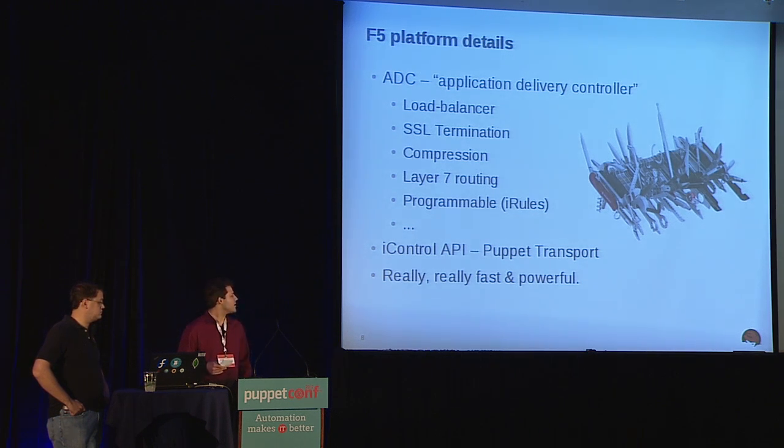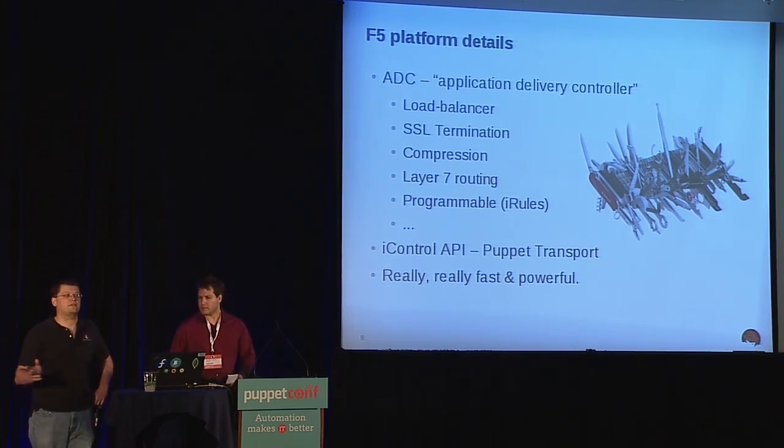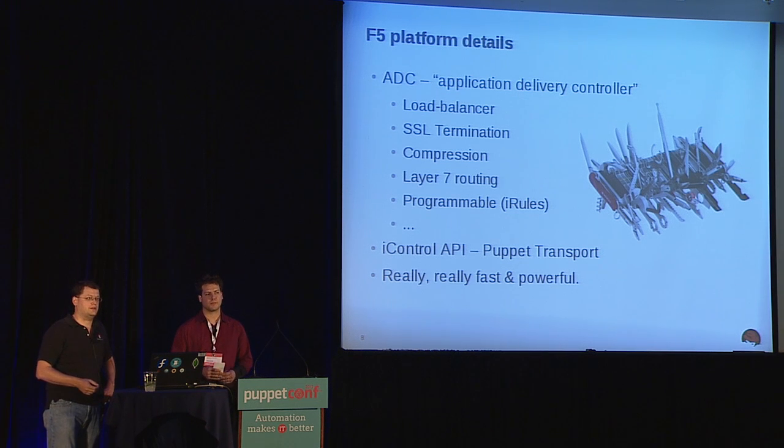The other thing it has is an iControl API. This is a SOAP API that you can use to programmatically control your F5 and the configurations that are stored on it. And it's this that actually allows us to puppetize the F5s, which we'll get into in just a bit here. And as I was saying, the F5s are just really, really fast and powerful. These are devices that are specifically tuned for the tasks that I just mentioned above, and they're very good at it.